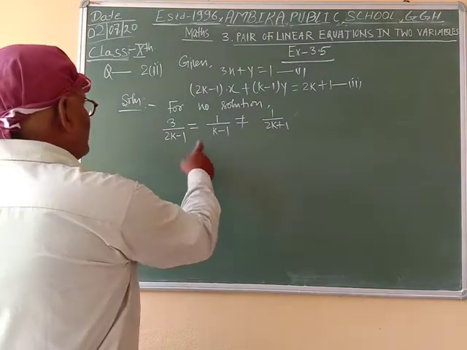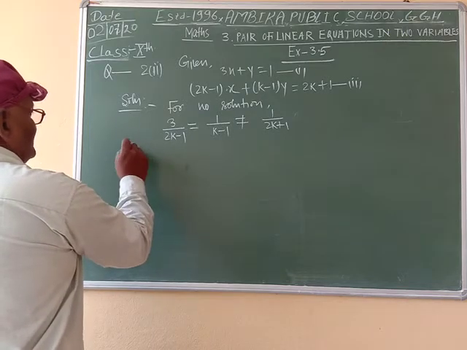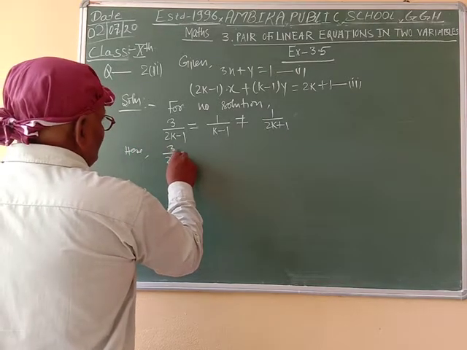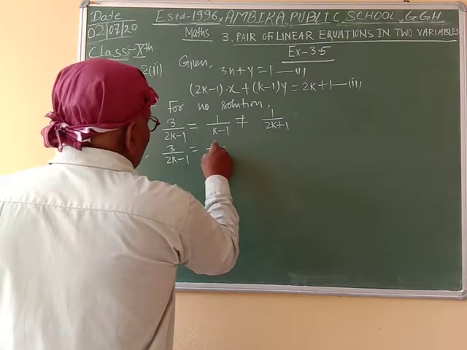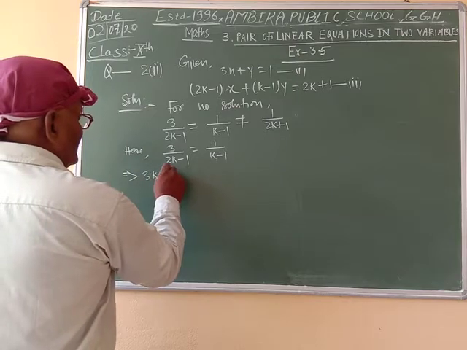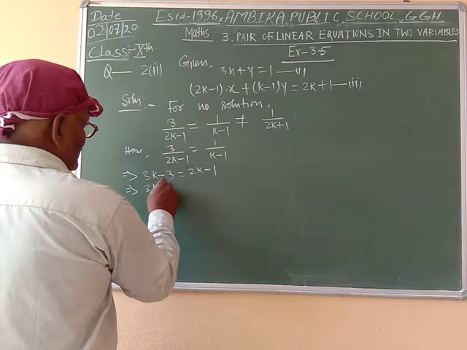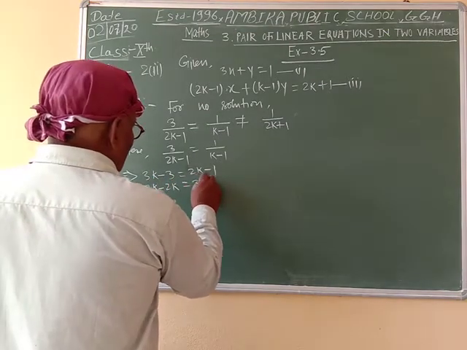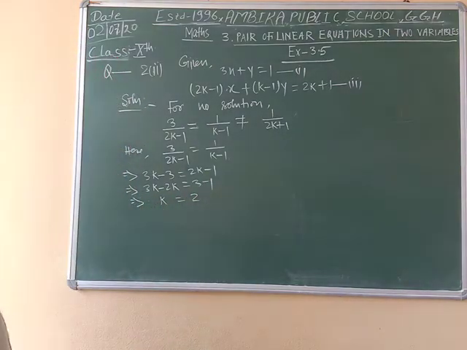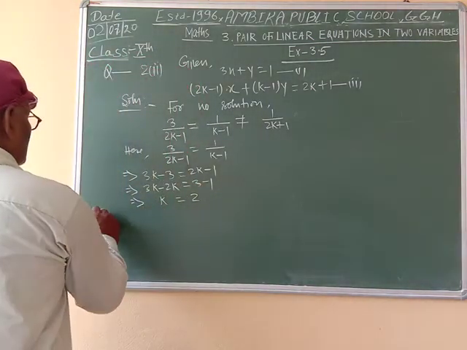For no solution, a1 by a2 is equal to b1 by b2 not equal to c1 by c2. Taking two ratios, here 3 by 2k minus 1 is equal to 1 by k minus 1. By cross multiplication, we can write 3k minus 3 is equal to 2k minus 1. So 3k minus 2k is equal to 3 minus 1. k is equal to 2. Here k is equal to 2, solving two ratios.